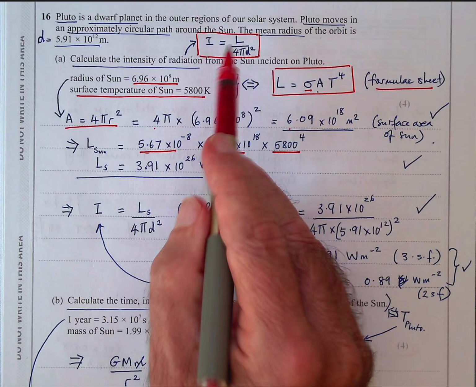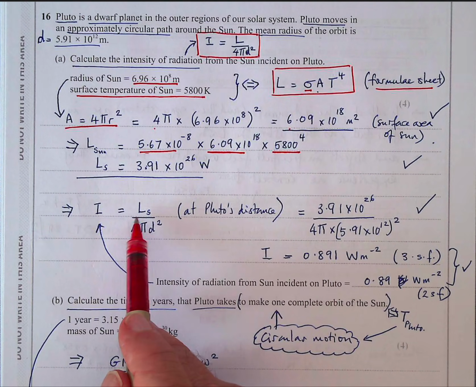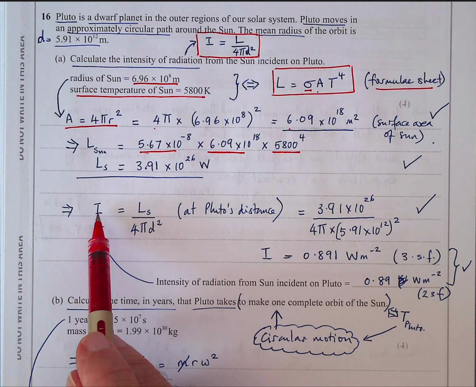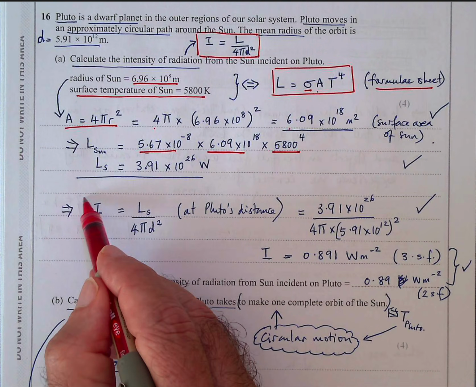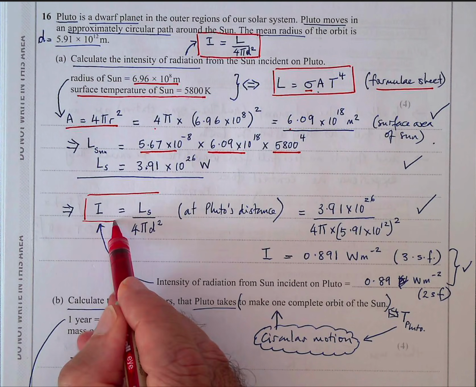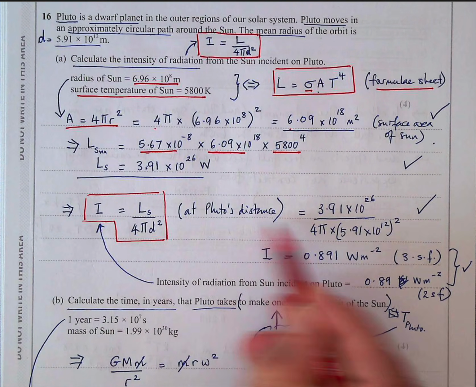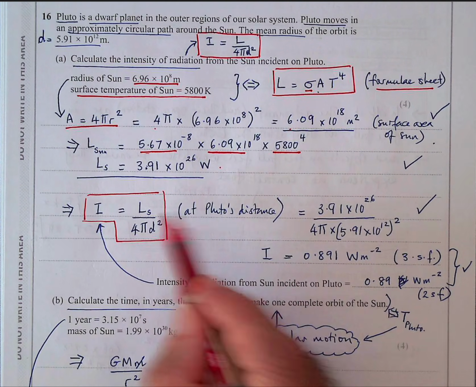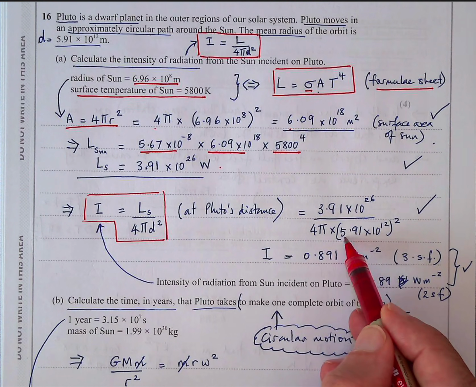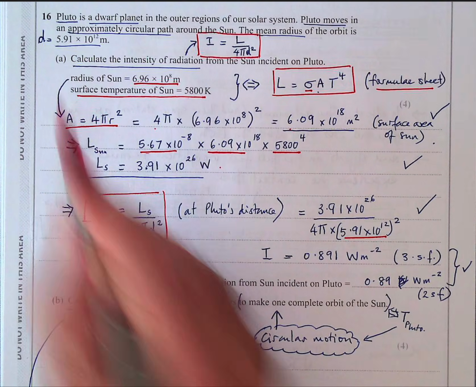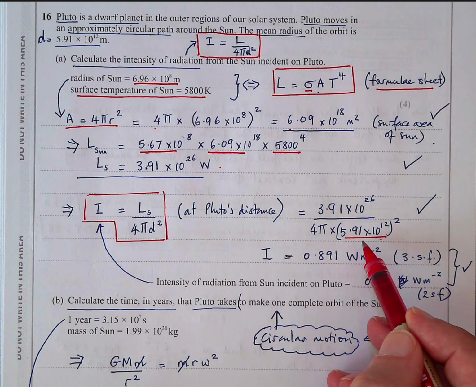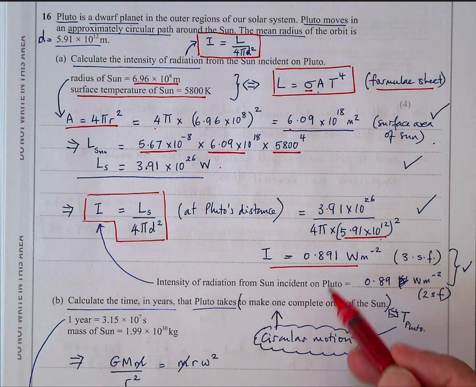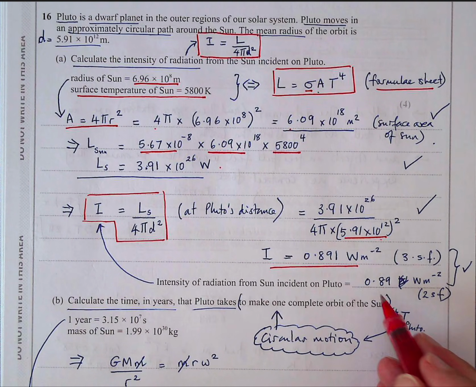Then once you know the luminosity, remember you're using this equation, the luminosity of the Sun at the distance of Pluto will decrease, the intensity of the light will decrease using the inverse square law at Pluto's distance. So you put the luminosity we calculated here into the equation, divided by 4 pi, times the distance to Pluto, 5.91 times 10 to the 12, you've got to square it, don't forget, you get the intensity of 0.89 watts per meter squared.